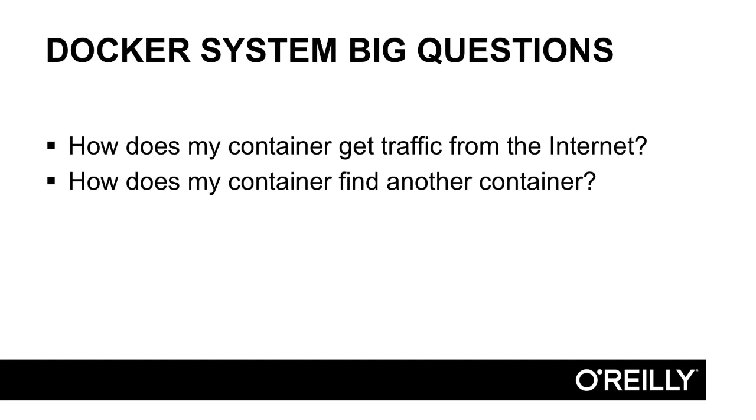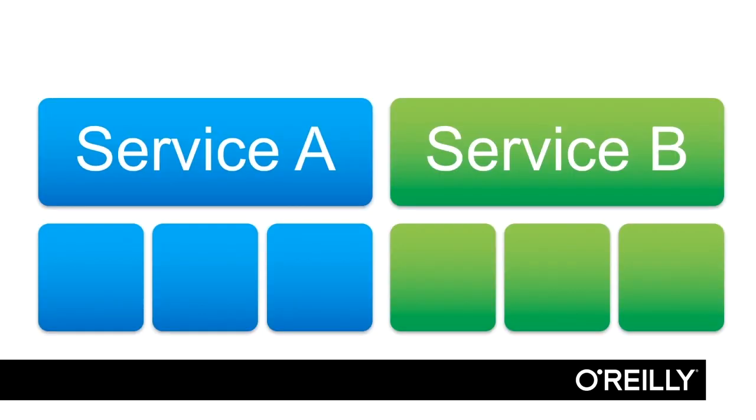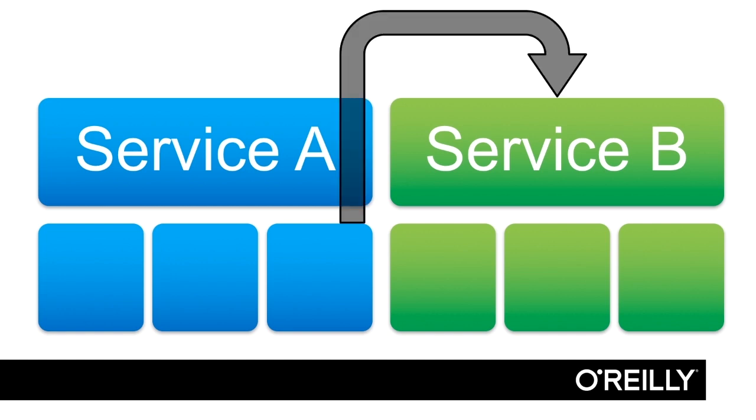Let's go back to the 2 big questions we ask ourselves when we're considering a Docker-based system. How does a container get traffic from the outside world, and how does my container find another container? In Kubernetes, the answer to both of these questions is services. Inside the cluster, there's a DNS system that's populated by services. So every service gets a DNS entry the same as its name. When a pod, any pod, asks for service B, it gets the IP address of the service object, which will then pass the request off to one of the pods it's distributing load to.